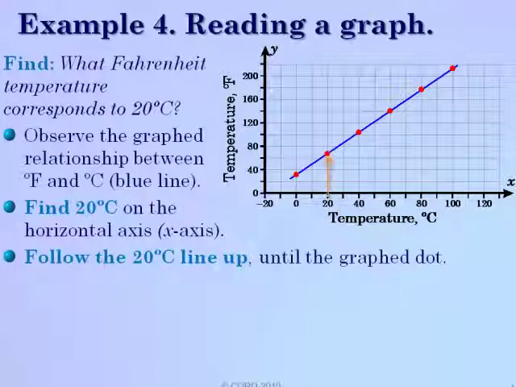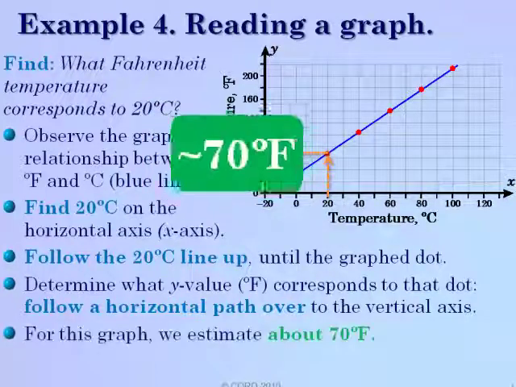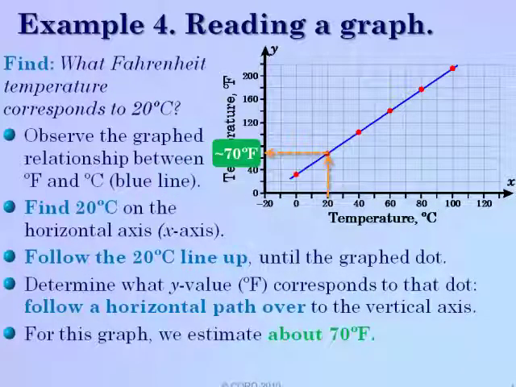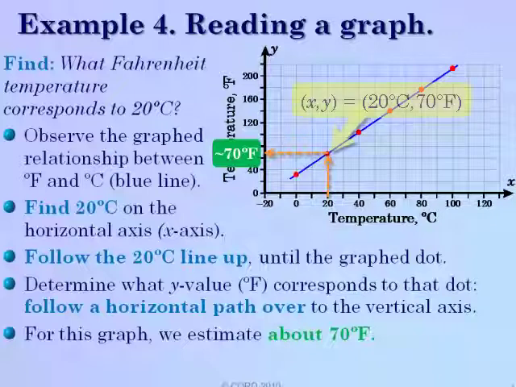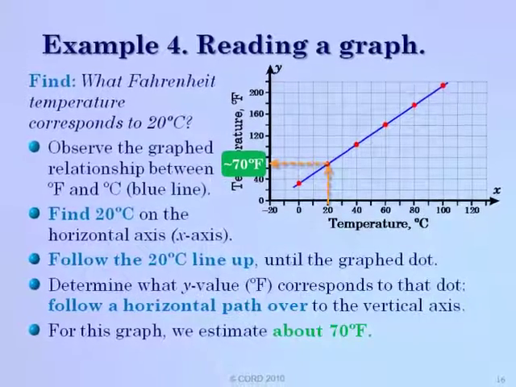Follow that line up till you hit the graph dot for 20 degrees C. That would be the X value for that dot. Now we want to find out what is the Y value for that dot. When we move over to the Y-axis, we find that it's about 70 degrees Fahrenheit. So for this graph, we would estimate the ordered pair of that dot is 20 degrees Celsius and 70 degrees Fahrenheit.